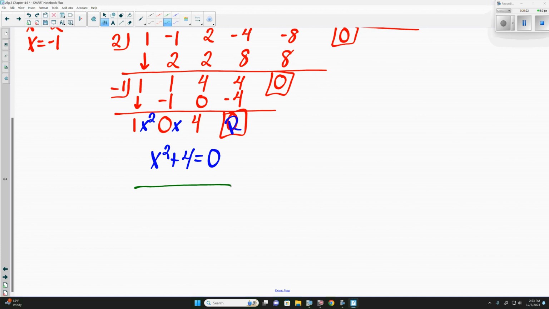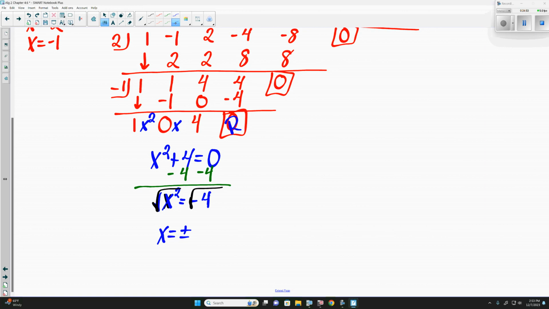Since we don't have a middle term, we can use the square root method. So the first thing we can do is subtract 4 from both sides, telling us x squared is equal to -4. And last thing we need to do to get x by itself is to square root both sides. Square root of x squared is x, equals plus or minus. So we need to take the square root of -4.